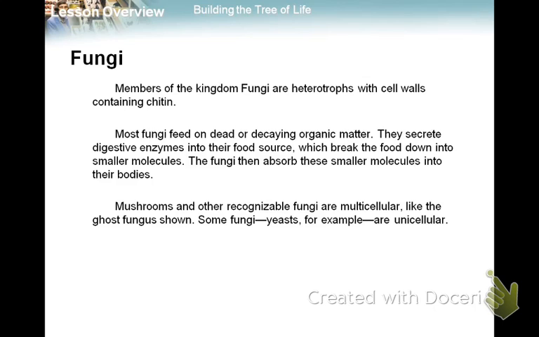Let's take a look at fungi. Heterotrophs, so they get their food from outside sources. These cell walls contain chitin, so compare that with the cell wall composition of plants and bacteria. Fungi, most of them are decomposers. They break things down, feed on dead or decaying organic matter. Mushrooms are an example, multicellular. Yeasts are unicellular.